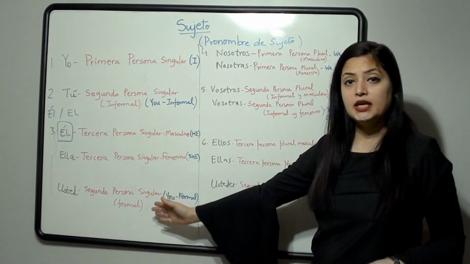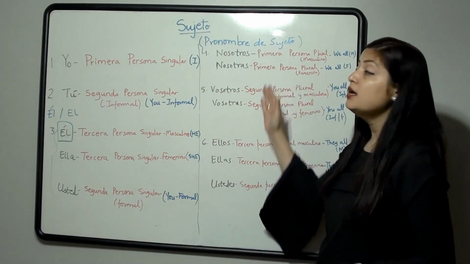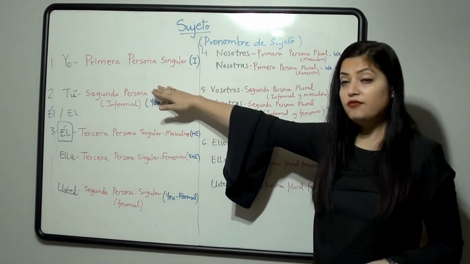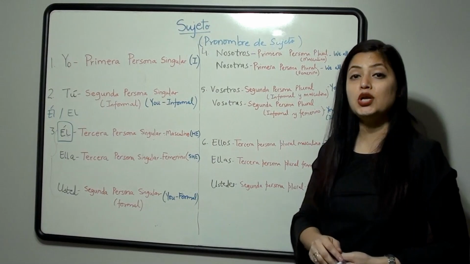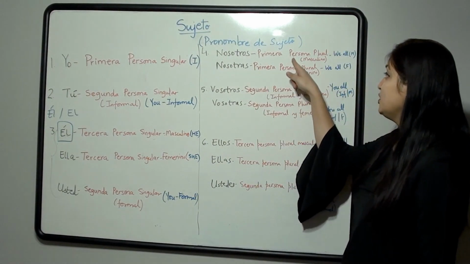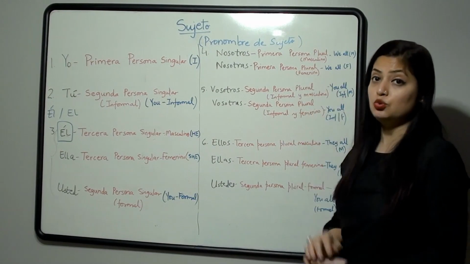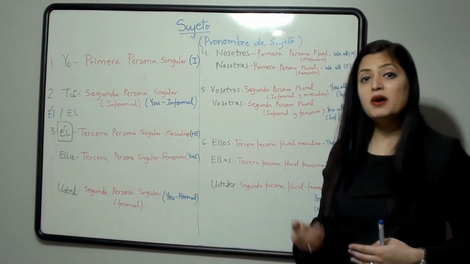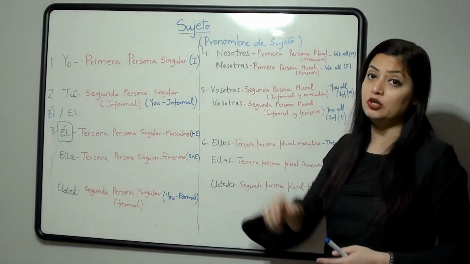These were the three singular forms. Now we move on to the plural forms. So "yo" is the singular form. Nosotros or nosotras are its plural form. Nosotros es primera persona plural pero masculino. So for that mixed group, we always use masculino plural.